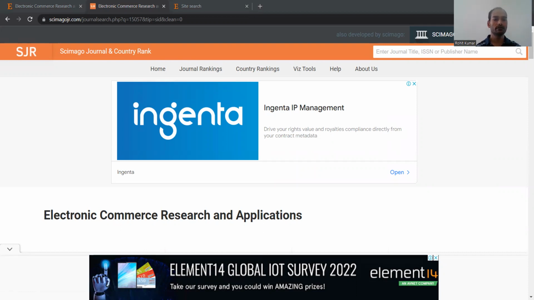Now coming to some of the common things: whether the authors of this particular journal are publishing in some other journals also or not, because many times we have a question in our mind that if we didn't get into this particular journal, what are the other choices? So the authors of this particular journal, Electronic Commerce Research and Applications, are also publishing in some other common journals.